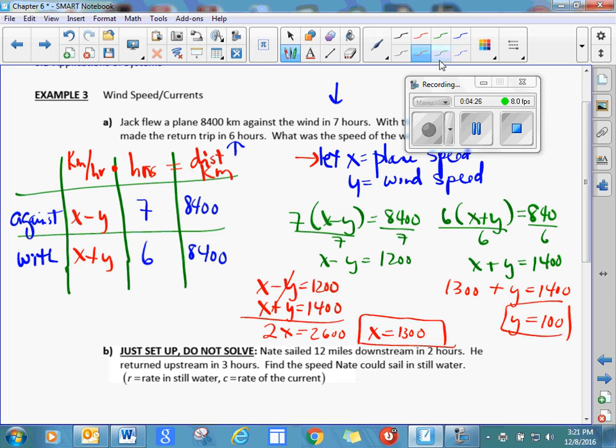So to answer the question, therefore, our answer is the plane was going 1,300 kilometers per hour. Don't forget your units. And the wind speed was, of course, much slower at 100 kilometers per hour, but still enough to affect the speed of the plane.